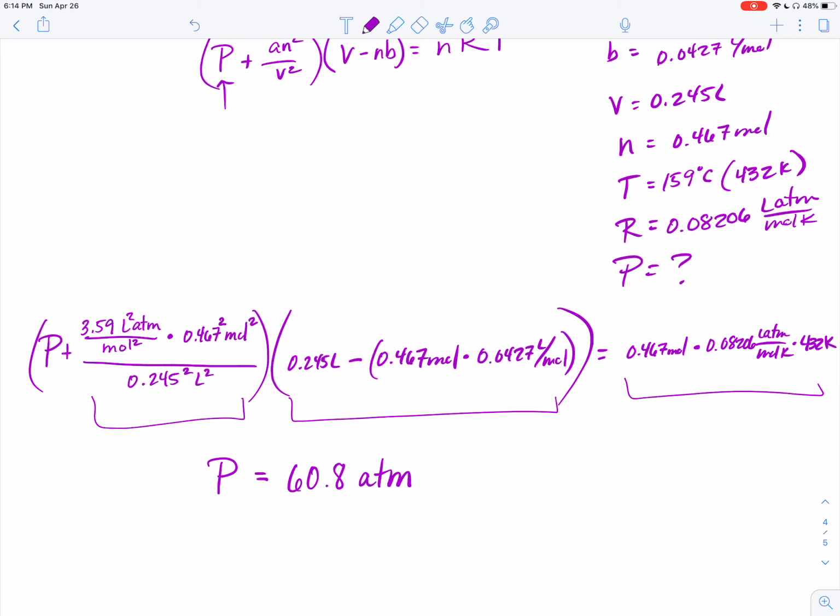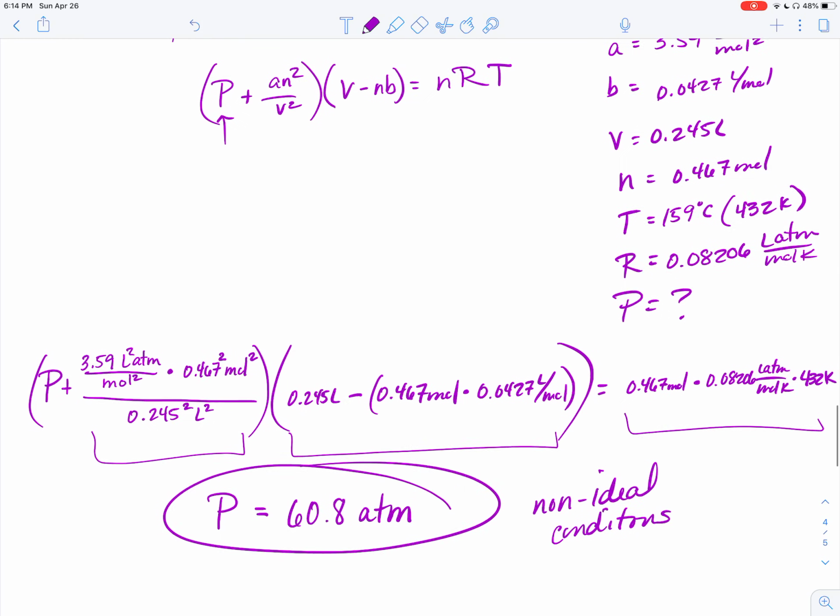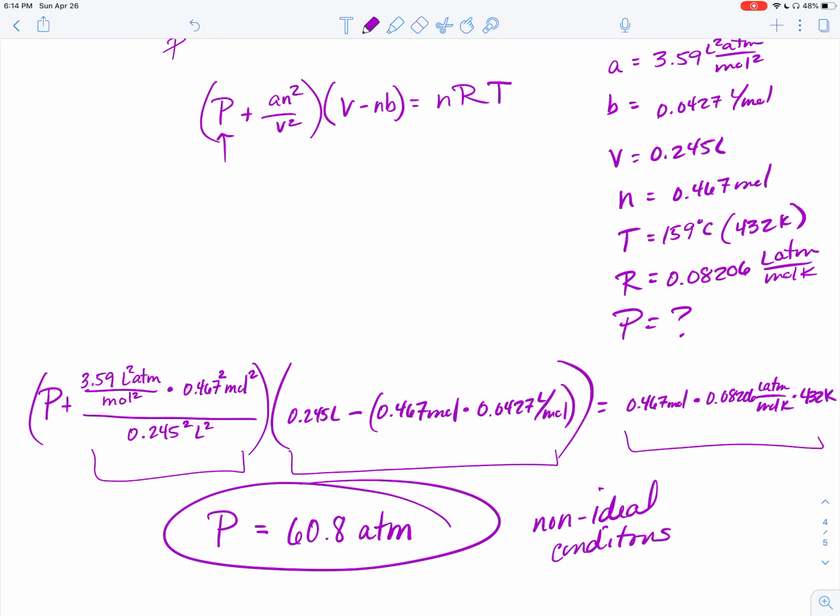And so this particular value would be the pressure of that gas in non-ideal conditions. You could go through and use these exact same values and figure out what the pressure would be in ideal conditions. You just wouldn't use this equation. You would use the normal ideal gas law. So this has been a video to show you how to calculate the pressure at non-ideal conditions using the van der Waals equation.